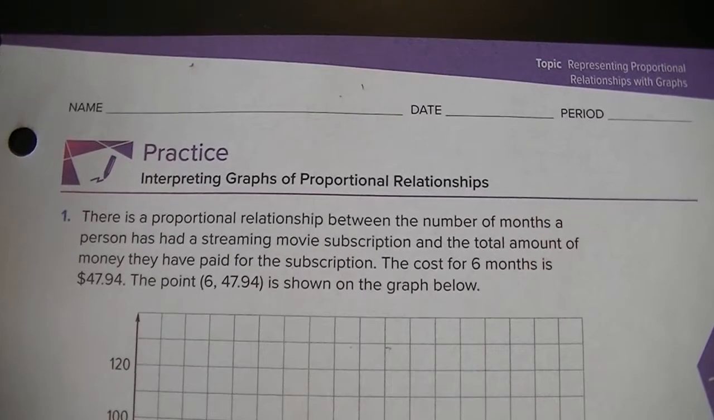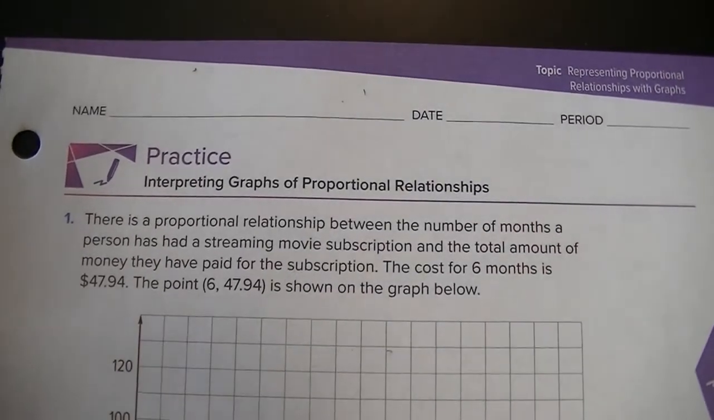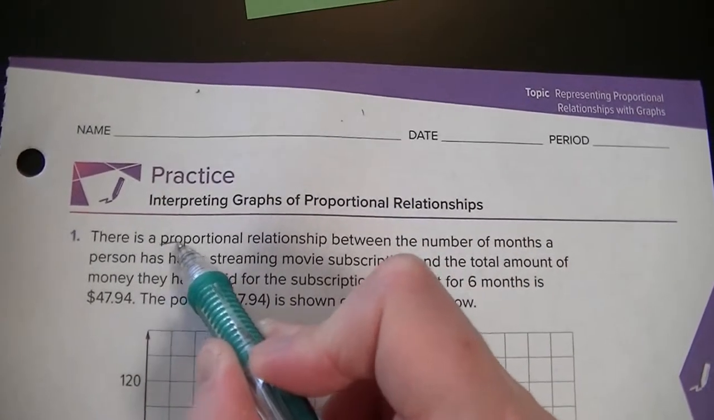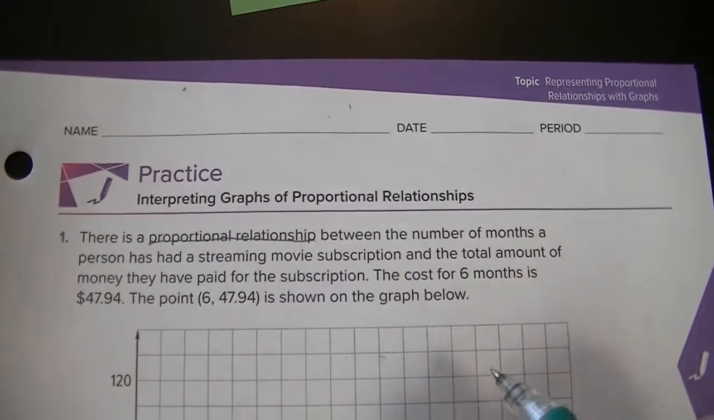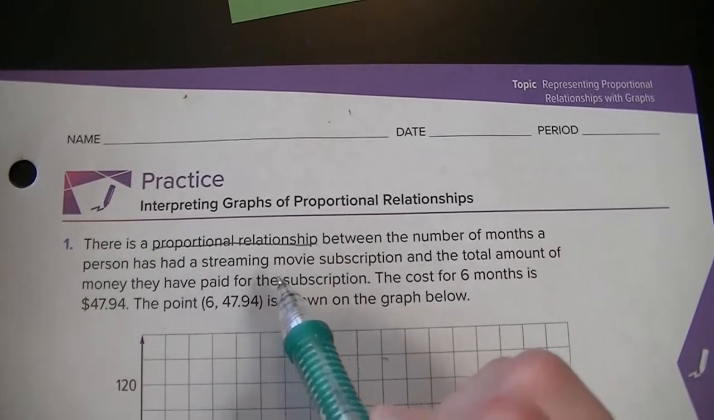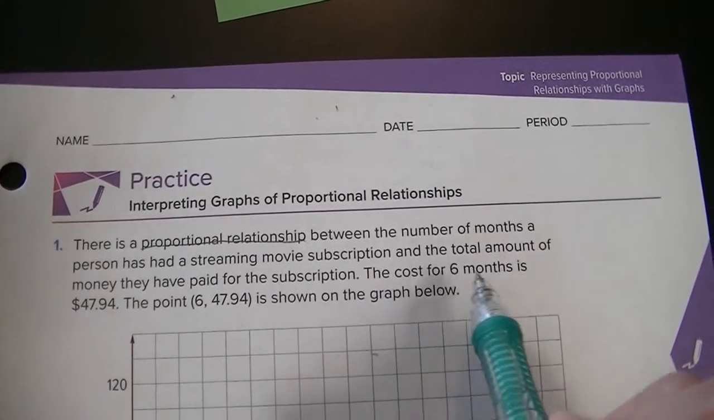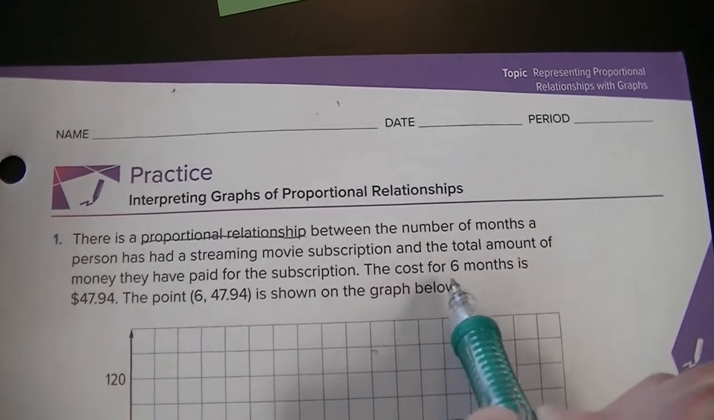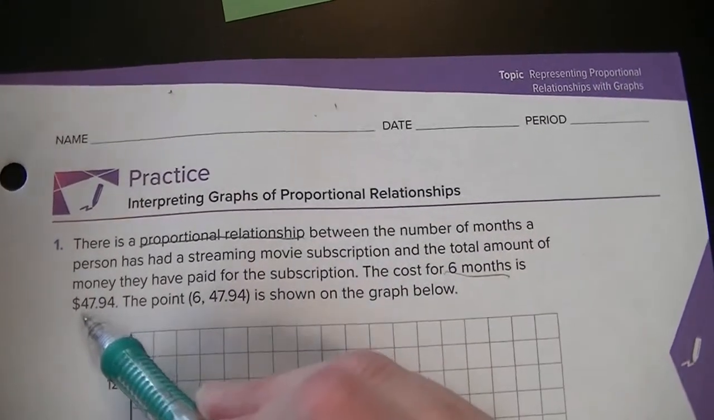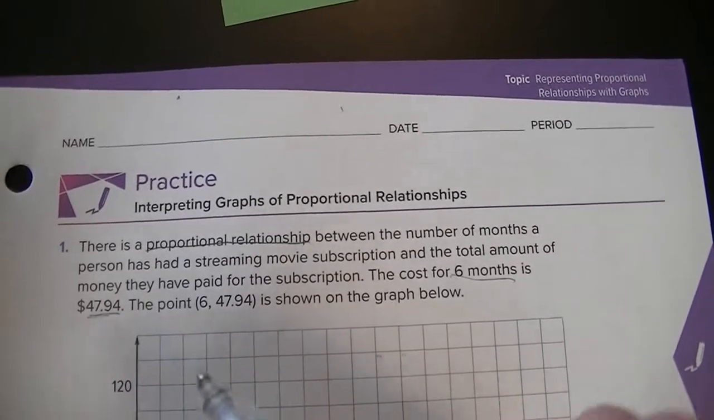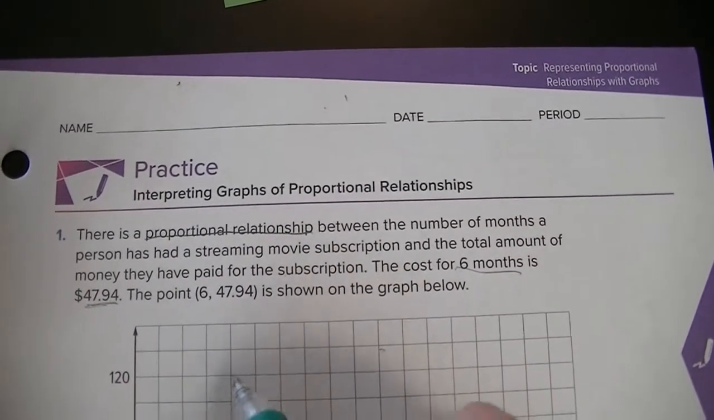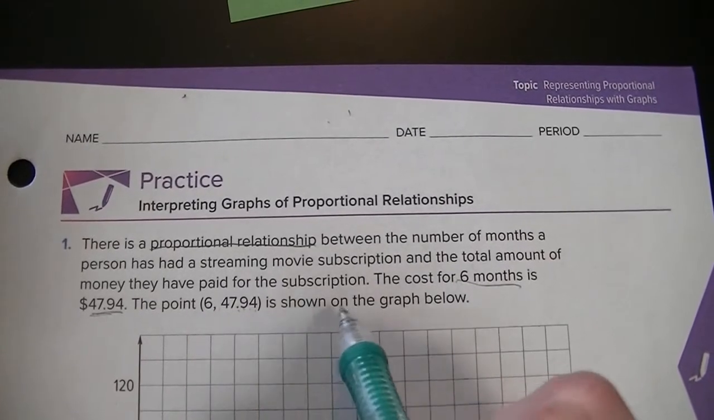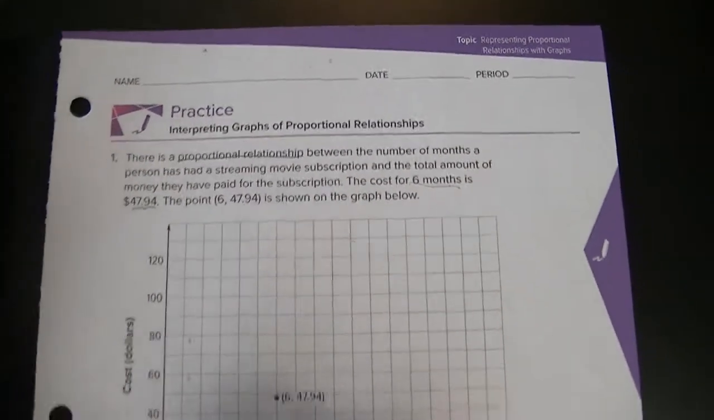These are your practice problems for interpreting graphs of proportional relationships. Number 1 says, there is a proportional relationship between the number of months a person has had a streaming movie subscription and the total amount of money they have paid for the subscription. The cost for 6 months is $47.94. The point (6, 47.94) is shown on the graph below.